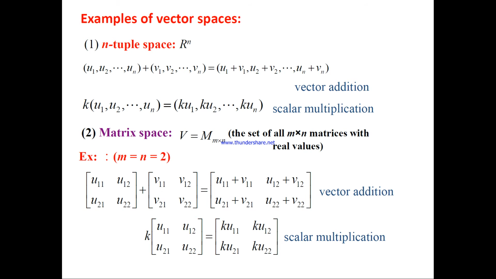Now the second vector space example is the matrix space.